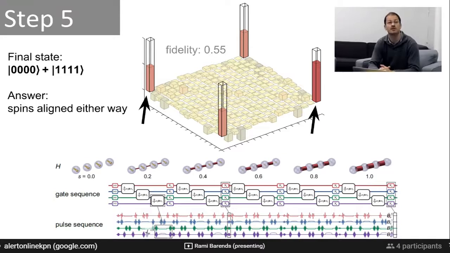That means that the spins are aligned either way. And yes, that's the answer to our question: what state would you have in a ferromagnetic chain? Well, the spins are aligned either way. Now, the fidelity of this process is 55%, and that is due to the accumulation of gate error and effects of noise which occur during this whole algorithm.